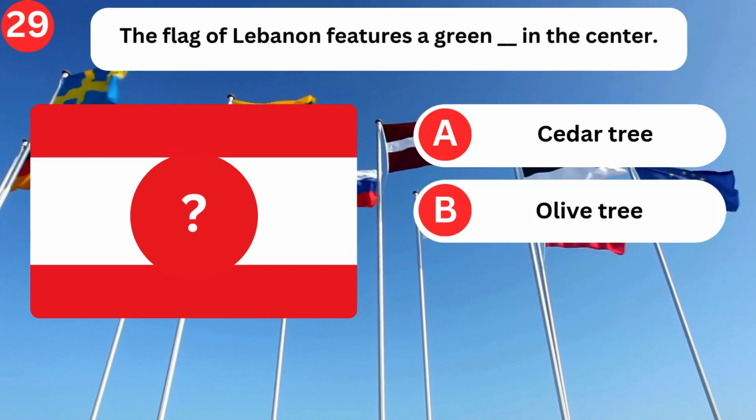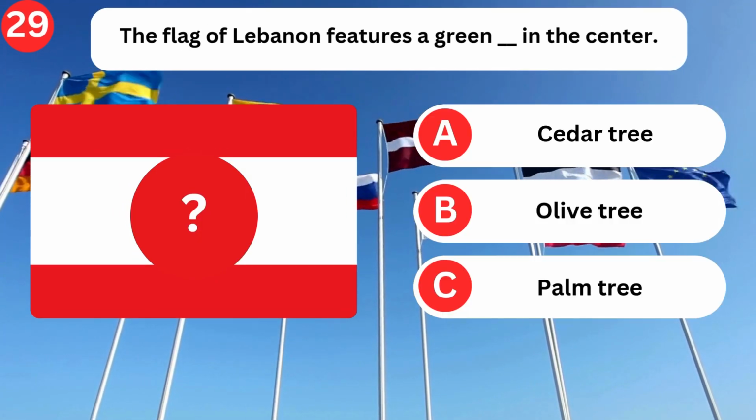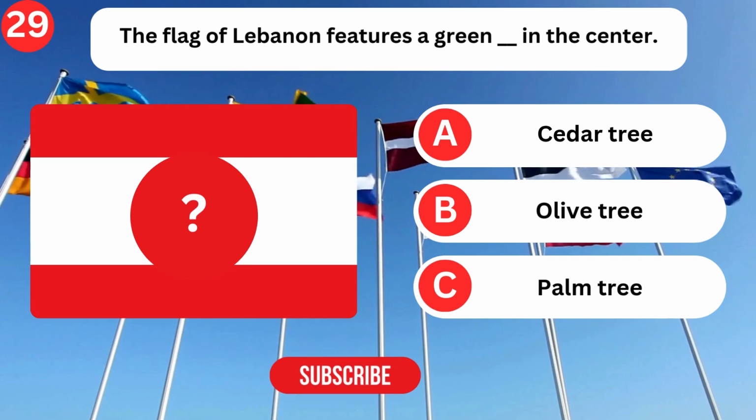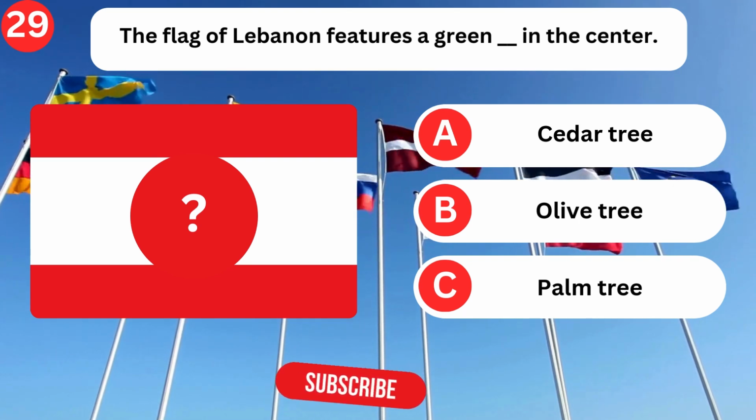The flag of Lebanon features a green in the center: cedar tree, olive tree, palm tree. Cedar tree.